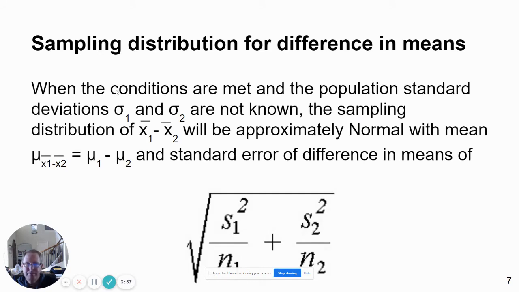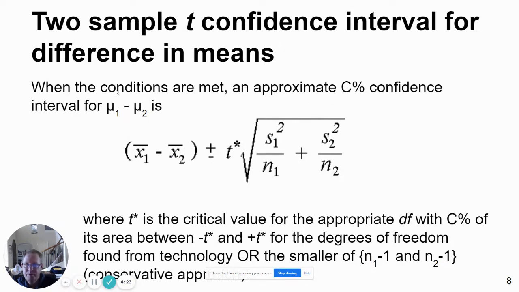Just a comment here about the sampling distribution. When the conditions are met and the population standard deviations are not known, the sampling distribution of the difference in sample means will be approximately normal, with a mean equal to the difference in the population means and the standard error of the difference in means given by that equation right there. And now we come to the formula for the confidence interval. When the conditions are met, an approximate C% confidence interval for the difference in means is given by that formula right there.